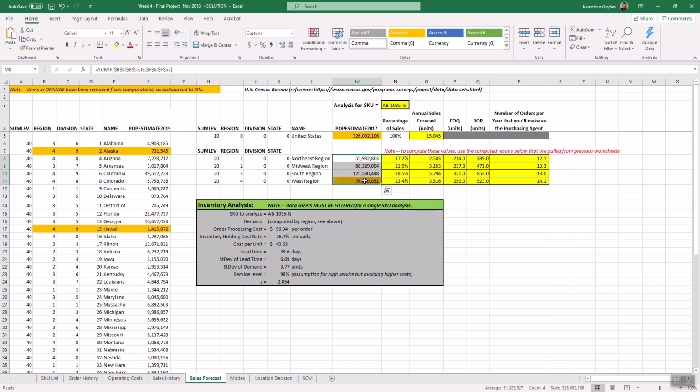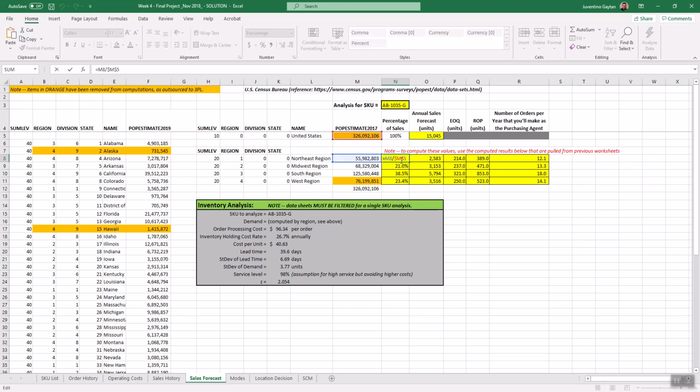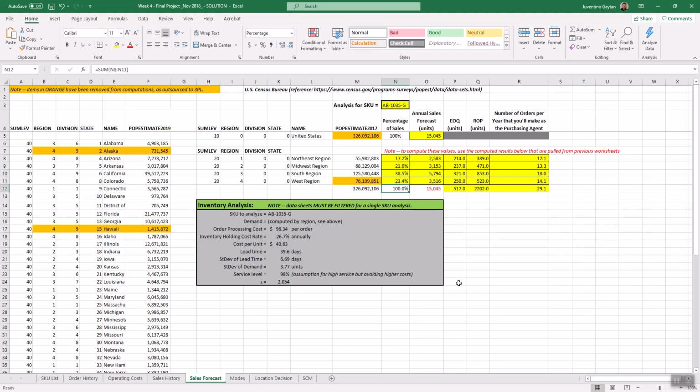Note that when you add all these up, it should give you the same amount as up here, which it does. Then your percentage of sales, you're going to take your population estimate from the Northeast region and divide it into your population estimate of the United States. So that gives you your 17.2%, and you'll do the same thing with each of the different regions. When you add that together, you should get 100%.